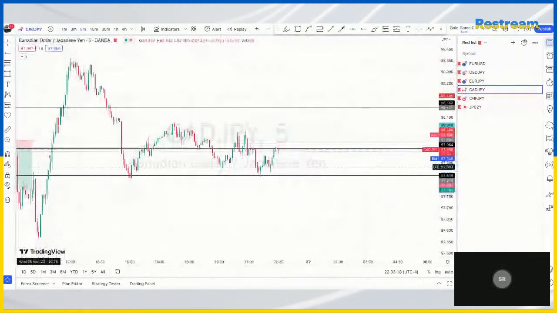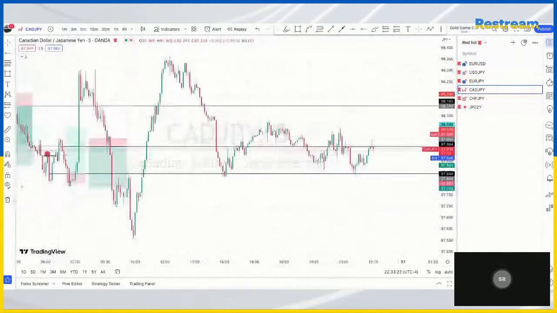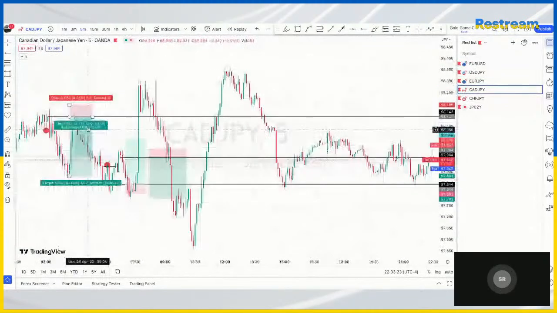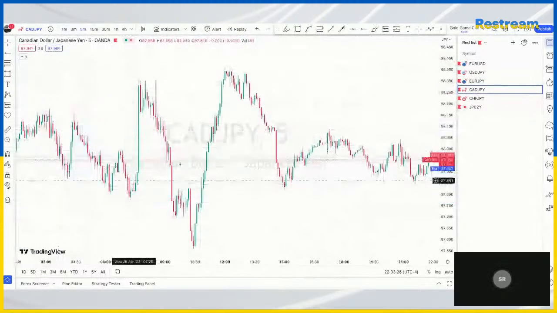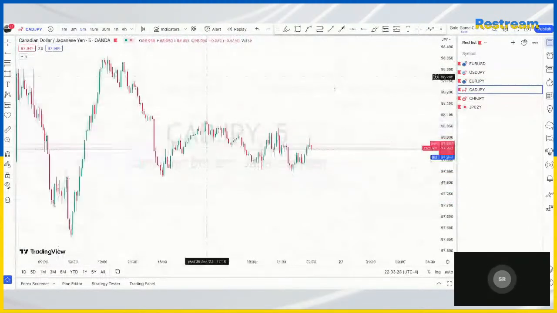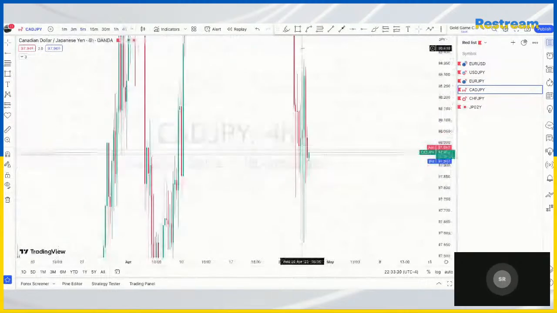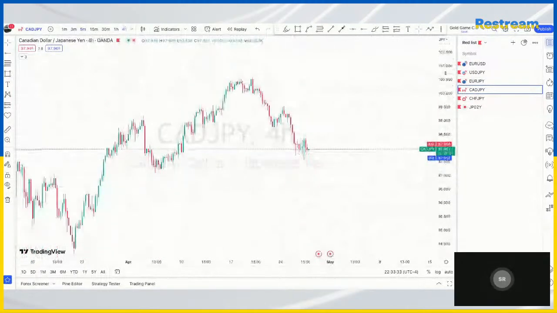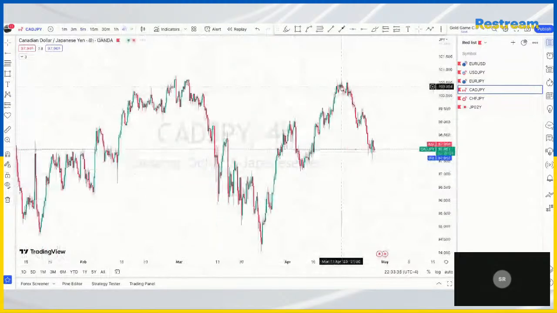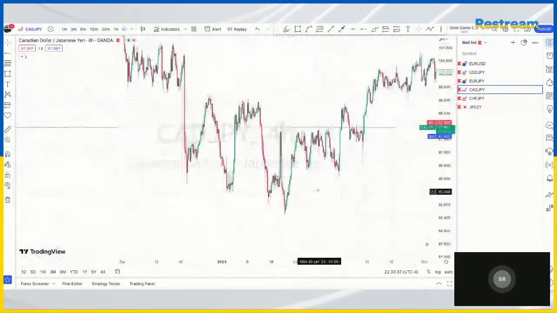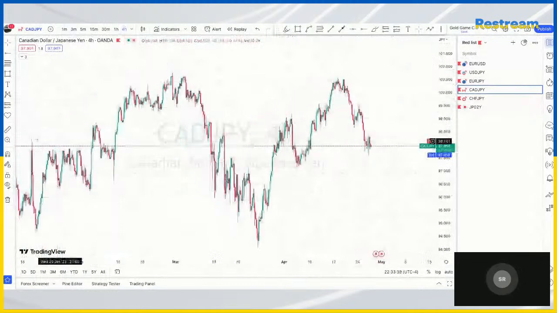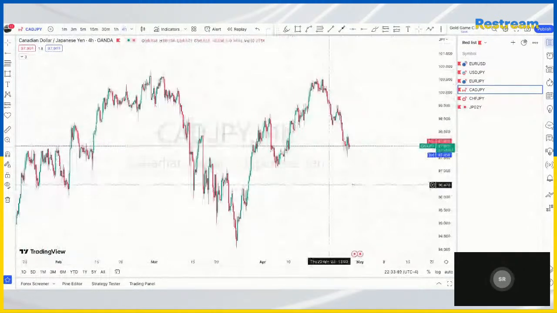Let's see CAD JPY. Again, oh, yes, we had wins in here. All right, 4-hour time frame again, seeing what's happening. All right, so far it's been dropping on this leg, but overall it's basically going sideways in here.